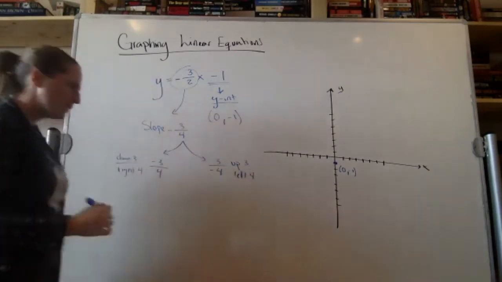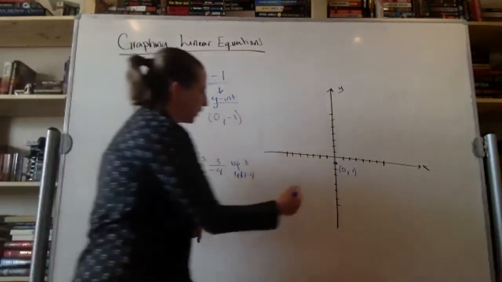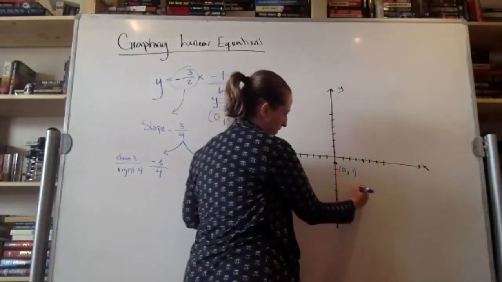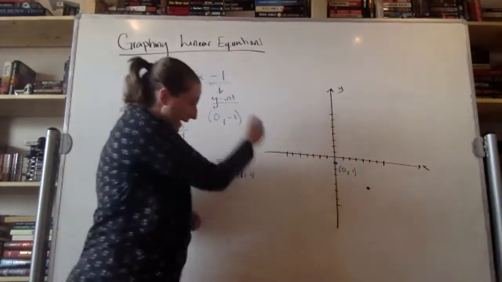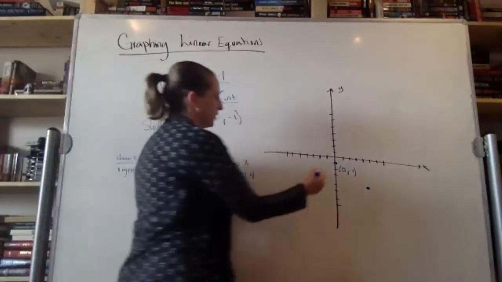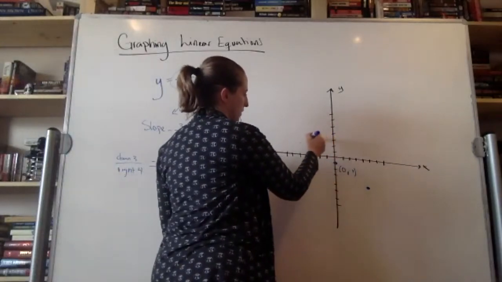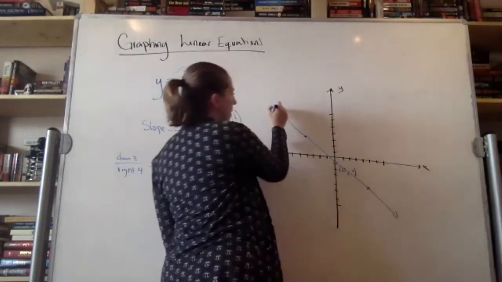Let's look at what happens if we do either one of those. So if I first think of this as down 3, left 4, I go down 3, 1, 2, 3, and left 4, 1, 2, 3, 4. Okay, so there's a point. And I could connect these on a straight line. If I think of this as up 3 and left 4, up 3, 1, 2, 3, 4, and left 4, 1, 2, 3, 4. Notice that all 3 of these points lay on the same line.